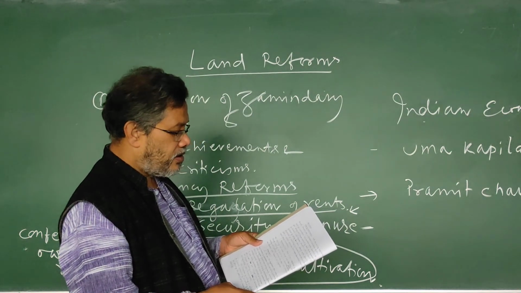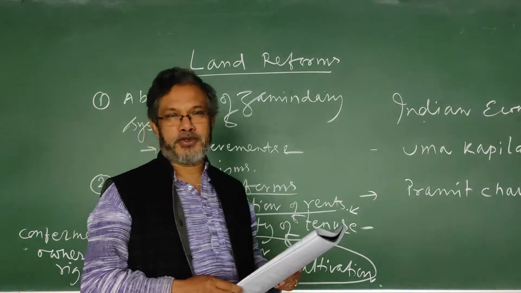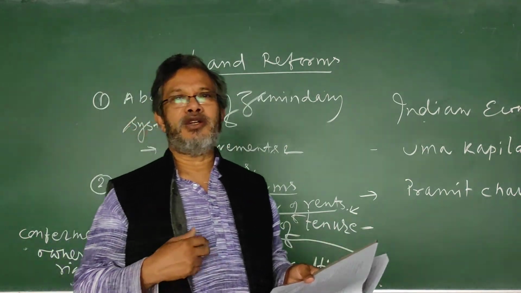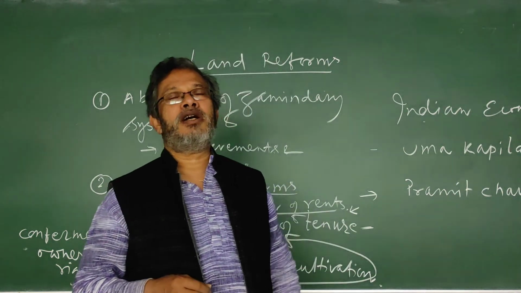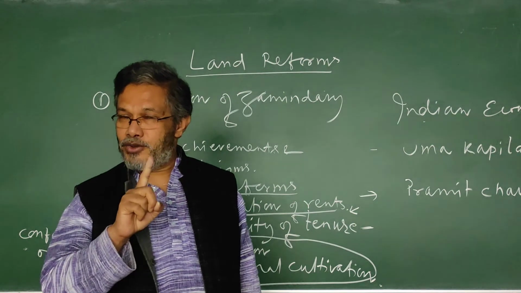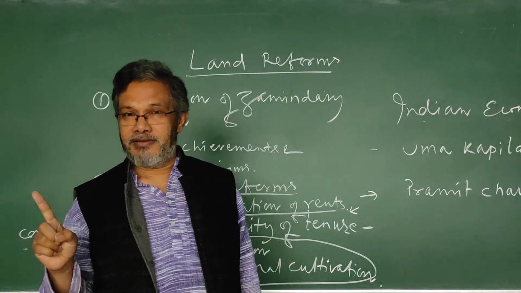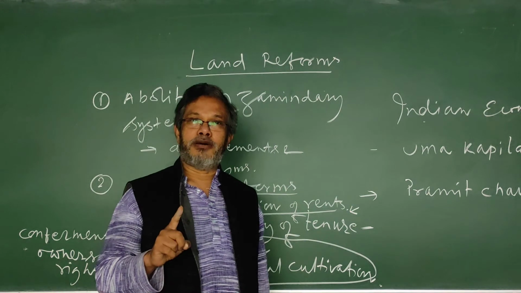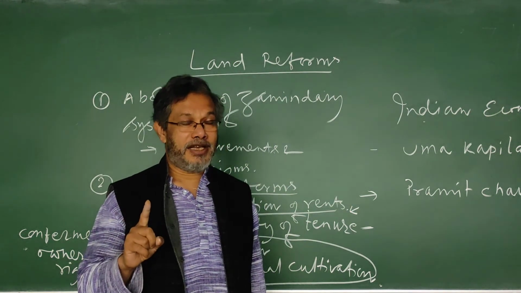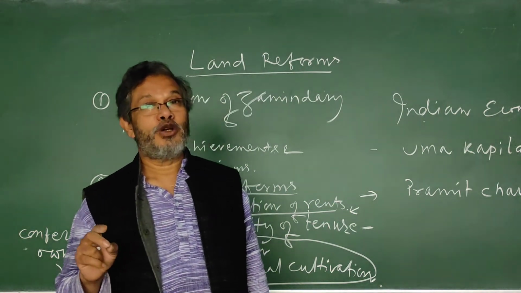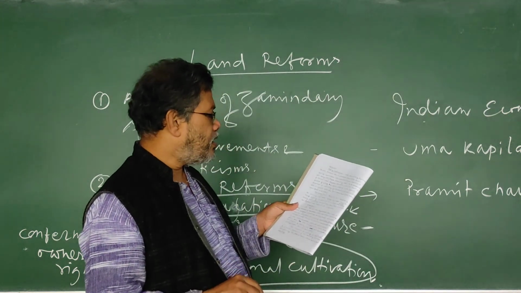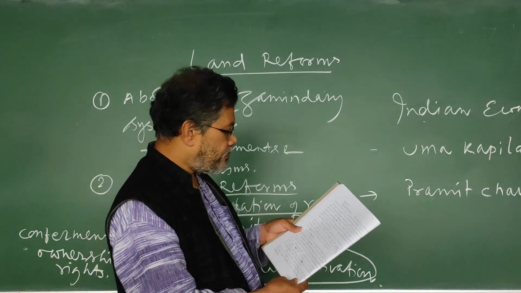Some relaxation for a larger family, and the ceiling was 10 to 18 acres depending on the irrigation facilities. Well irrigated land, 10 acres, and yielding at least 2 crops. Remember it, 10 to 18 acres ceiling level depending on the size of the family, and of course irrigated land yielding at least 2 crops. There are some exemptions.